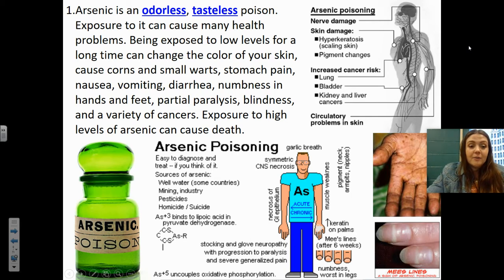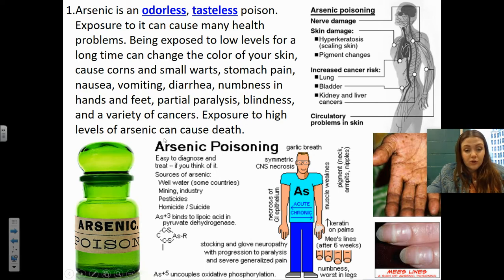Exposure to arsenic can cause many health problems. Being exposed to low levels for a long time can change the color of your skin, so you're seeing these little color spots here. It can cause corns, small warts, stomach pain, nausea, vomiting, diarrhea, numbness in the hands and feet, partial paralysis, blindness, and a variety of cancers. So a lot of stuff.